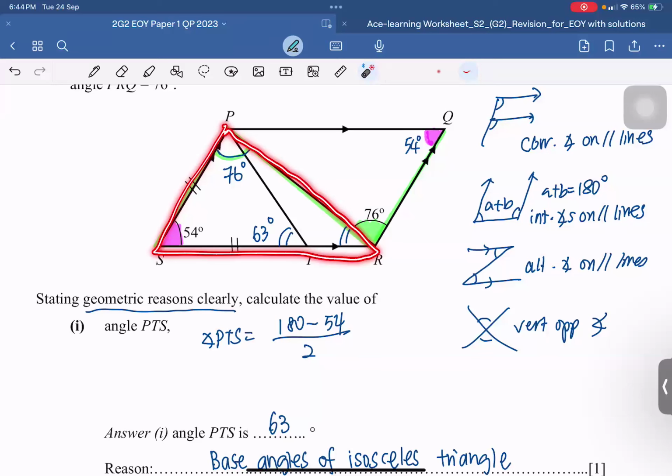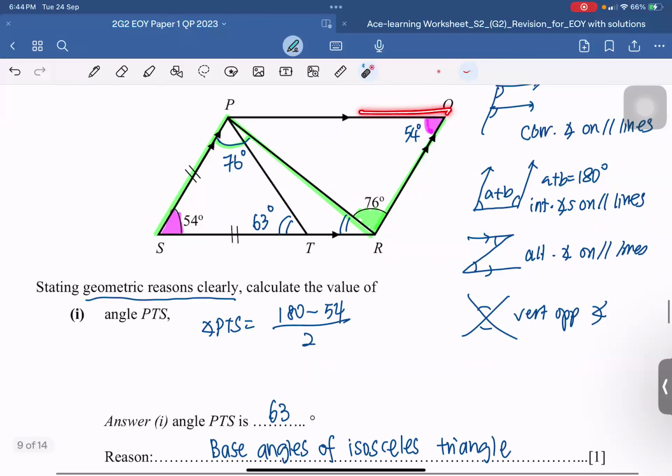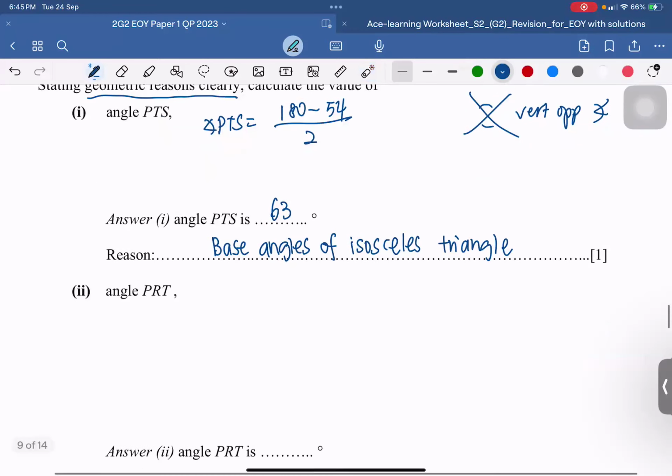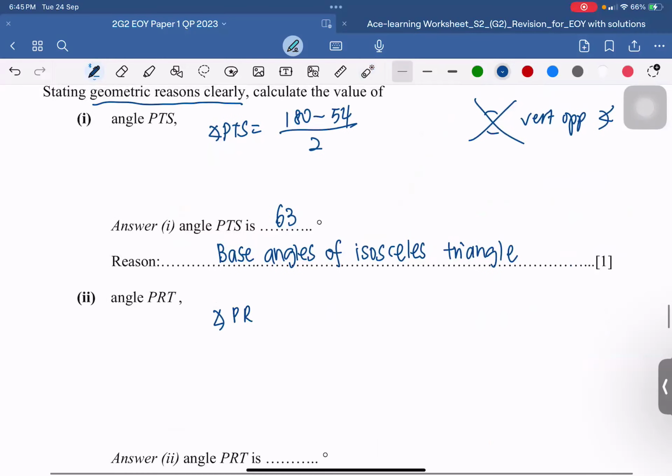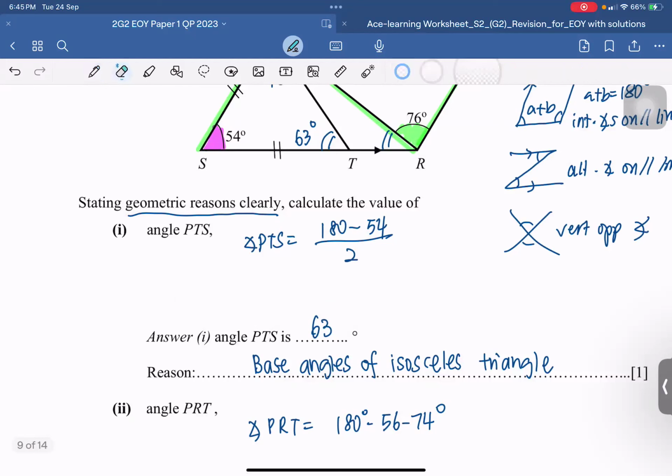This one, you see the triangle here? Just now we got alternate angles already here, right? 180 minus 76 minus 54. Can you get this angle? Alternatively, I can use interior angles, 180 minus 54 minus 76, to also get this one. 50. So in this case, I will use 100 and PRT, 180 minus 54 minus 76.